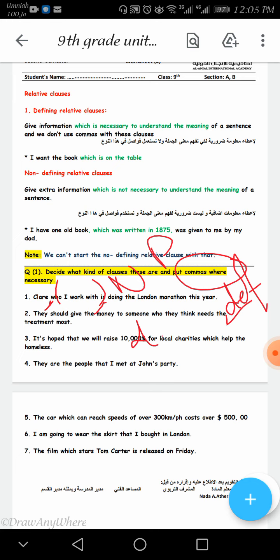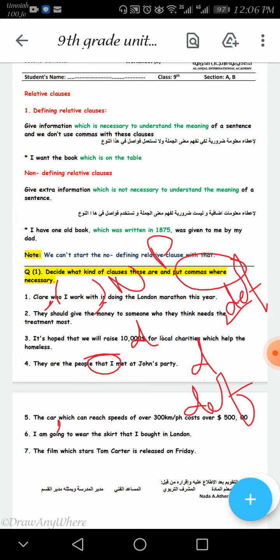Number 4: They are the people that I met at. Okay, we said that is always defining. The car which can reach speed over 300 kilometers costs over. Okay, is this extra information? The car costs over. Or no, this is a defining relative clause.